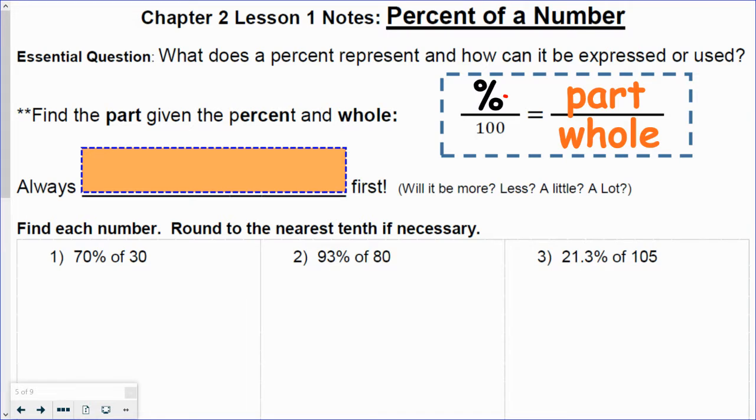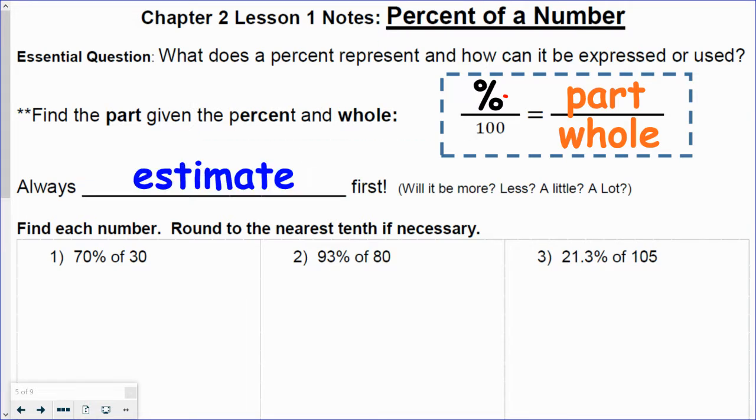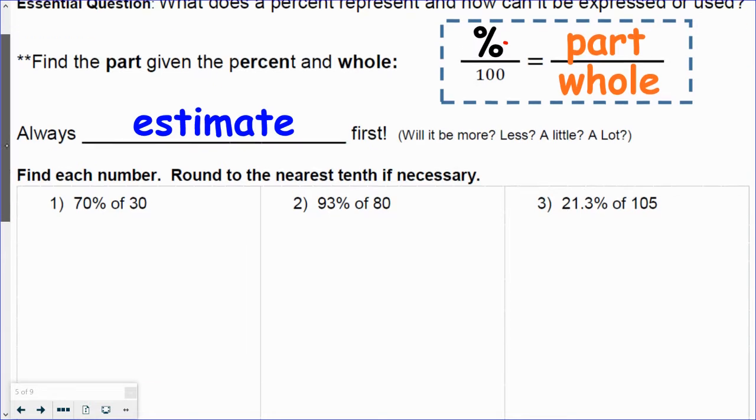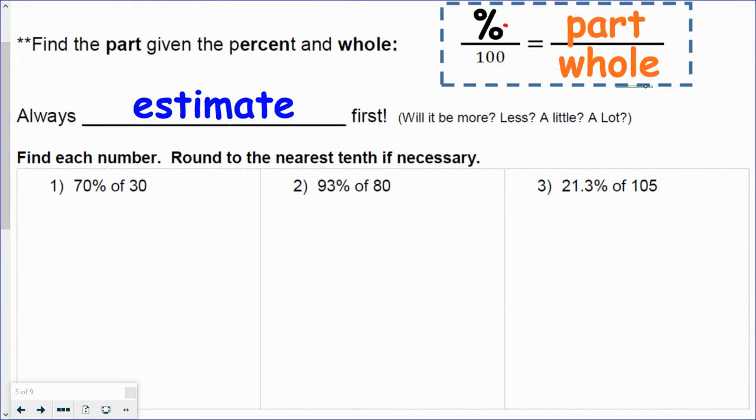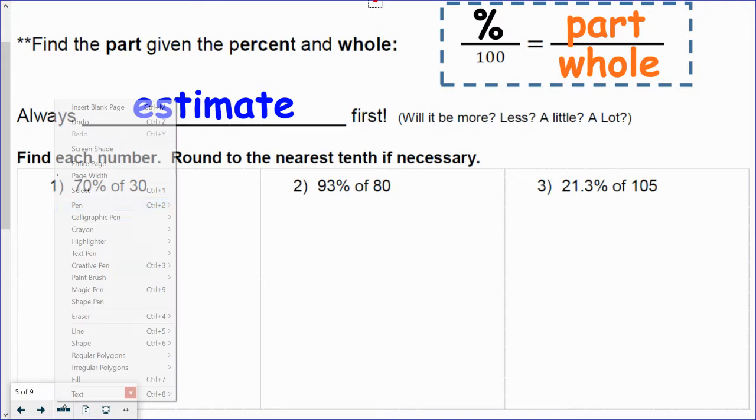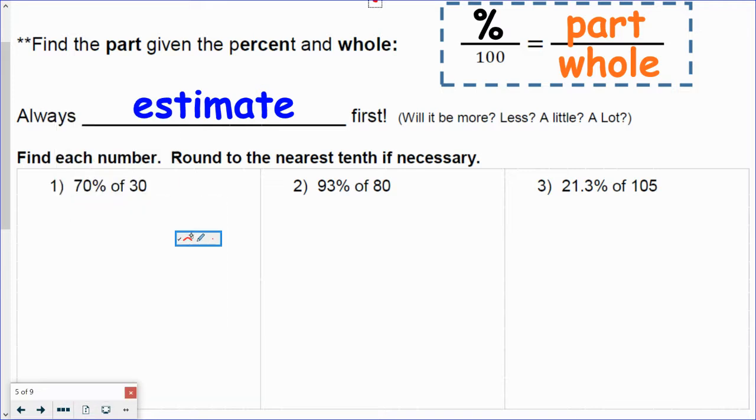One thing that is really helpful is to always estimate first. See if you notice, is this something that should be more than the number given to me? Less, a lot of it, a little bit? Is there going to be more or less than half? Okay, so we're going to do our first 3 problems. We're going to use this model up here to do all of our other things.